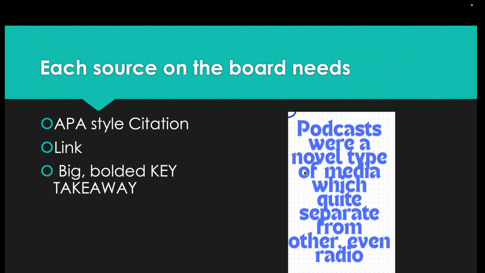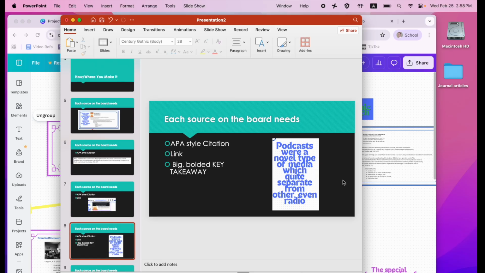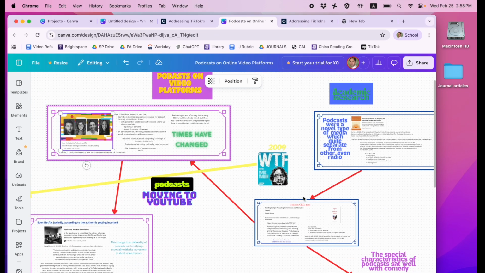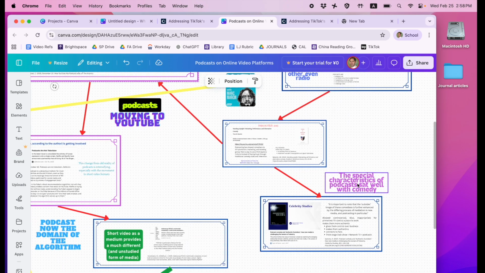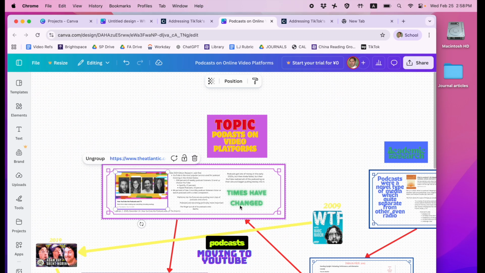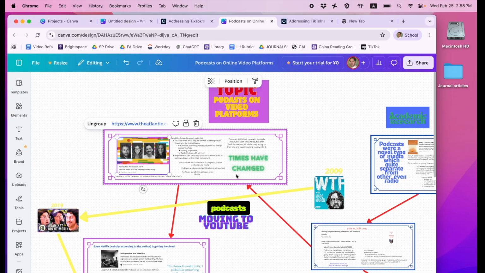The other thing is, in bold, in very large font that I can read: what's a key takeaway from this source that really guides your project? So very quickly, I can look at this and say, okay, here's an idea from this source, that podcasts were a new type of media, quite separate from other forms, even radio. All of my sources on this board have that, right? We have these two that go with this one, the special characteristics of podcasts that go well with comedy. Times have changed. Podcasts are moving to YouTube.